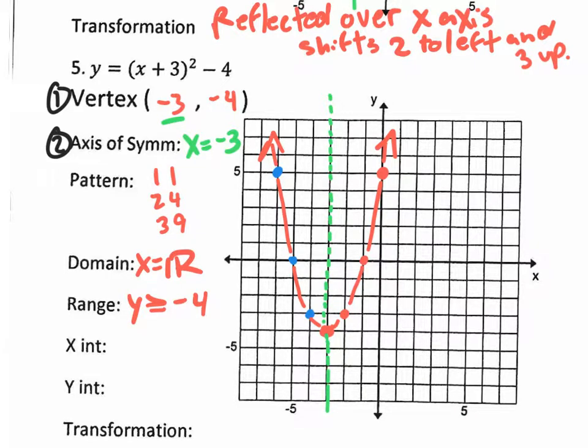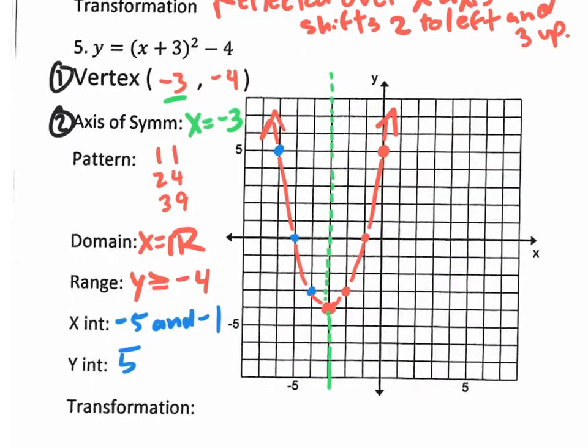Okay, now how about the x-intercept? Where does it cross the x-axis? Here and here. What are these? Negative 5 and negative 1? Perfect. So we're going to put negative 5 and negative 1. And what about the y-intercept? Where does it cross the y-axis? Looks like it crosses at 5, right? Up here at 5 only.